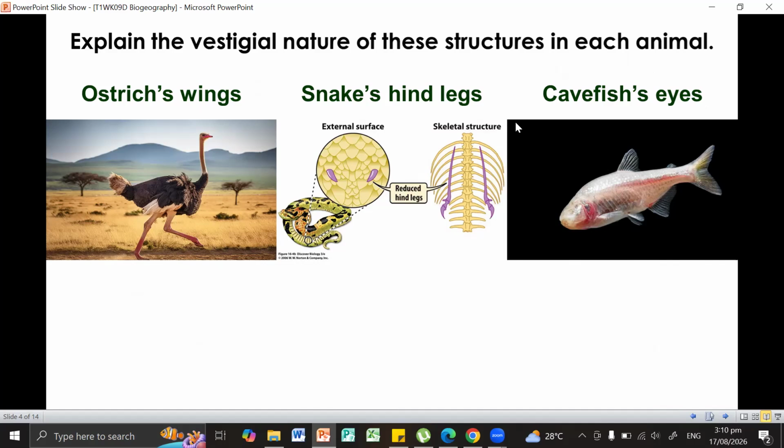Ostriches have wings, and wings are used for flying, but ostriches cannot fly due to their weight. That's why wings for them are useless. They can fly, but only for a small height or for a short amount of time. But don't expect them to literally levitate because of their heavy weight. For snake hind legs, they are vestigial to snakes because snakes are always crawling and hind legs are used for walking, making hind legs unnecessary to them.